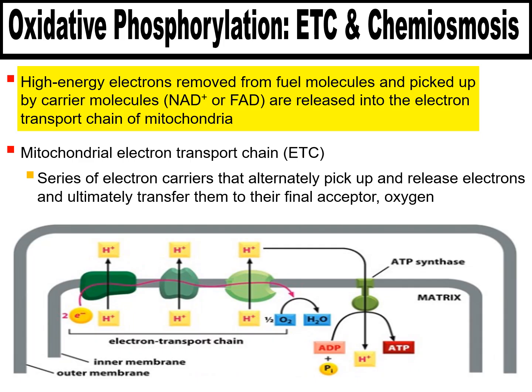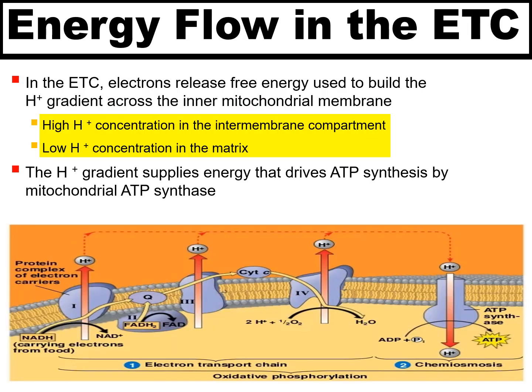Chemiosmosis is the production of ATP using the energy of hydrogen ion gradients across membranes to phosphorylate ADP. The electron transport chain, coupled to chemiosmosis, powers most of the ATP synthesis in cells. During glycolysis and the citric acid cycle, cells created the reduced coenzymes NADH and FADH2. These molecules enter the inner mitochondrial membrane and donate, or give up, electrons to the electron transport chain.